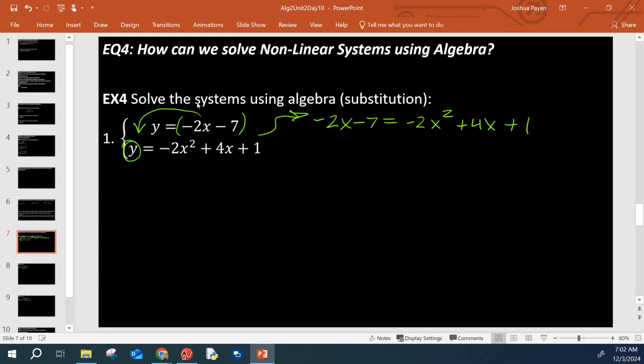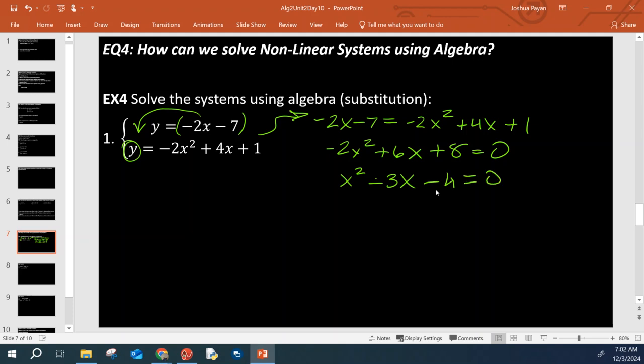So I'm going to add 2x, add 7 to both sides. So now I've got negative 2x squared. The plus 2x, the plus 4x, that's going to give me plus 6x, plus 7, plus 1, plus 8. And now this here became 0. From here, negative 2, 6, 8, these are all three divisible by negative 2, because I don't like that negative leading coefficient. So I'm going to divide everything by negative 2. This becomes positive x squared minus 3x minus 4 is equal to 0.